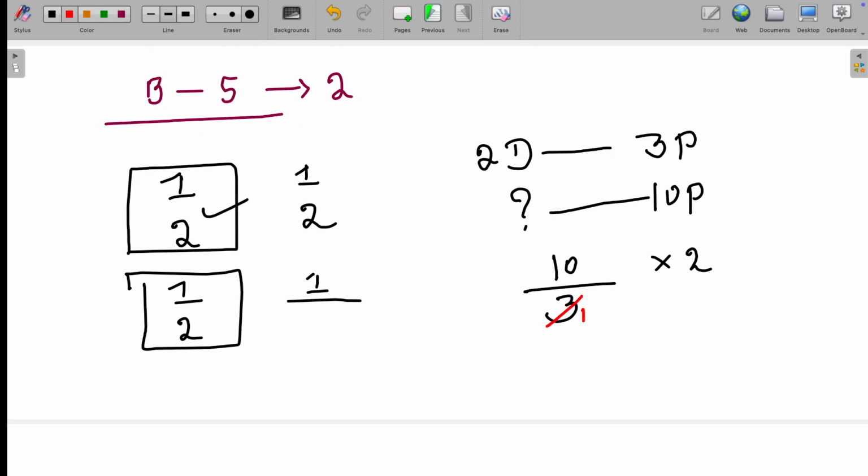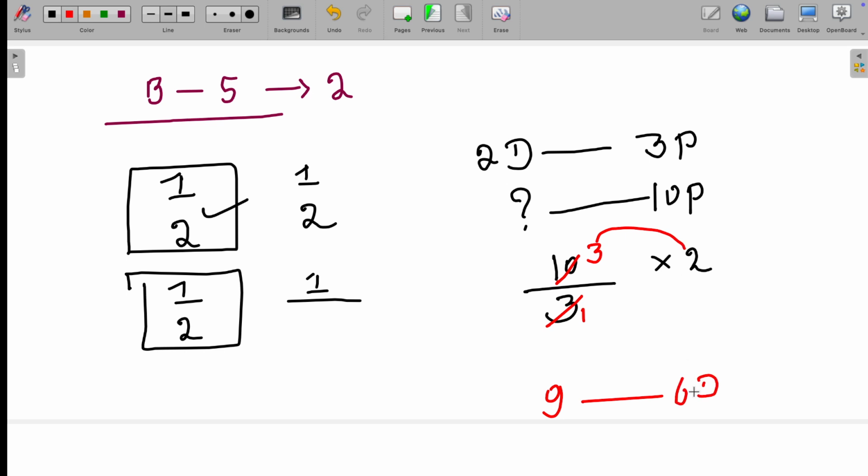3 1s are 3, 3 3s are how much? 9 parts of work over. Don't keep it as a decimal point. We have to write only integers. 3 3s are 9 parts of work over. How many days over? 3 into 2, 6 days over.